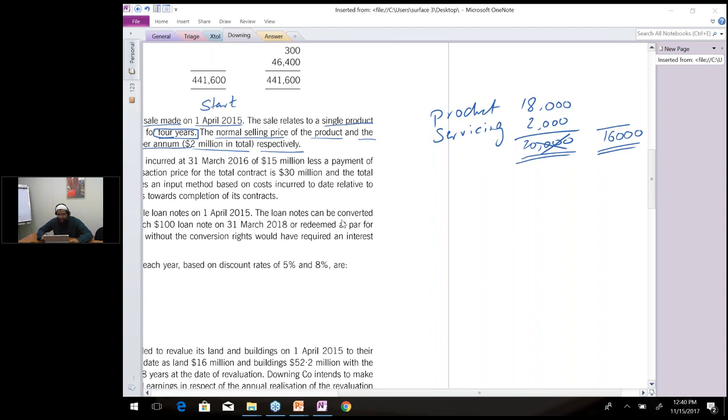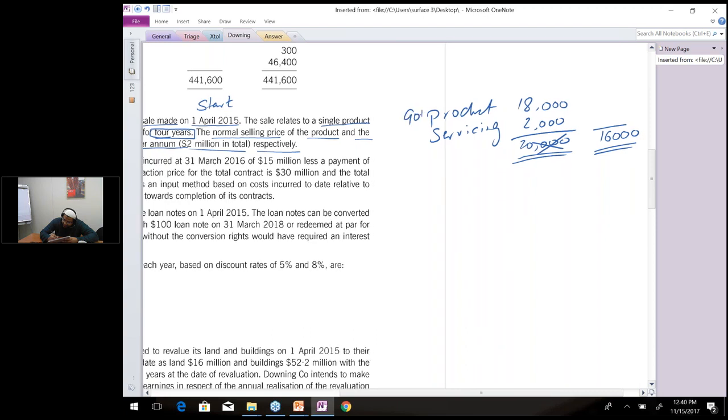We have studied this yesterday. Can you please calculate the breakup? The breakup will depend on the standalone prices. So out of the total of 20,000, 18,000 is actually 90%, and servicing is representing 10%.